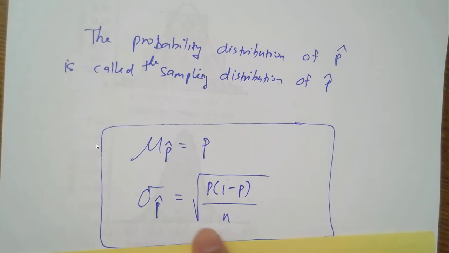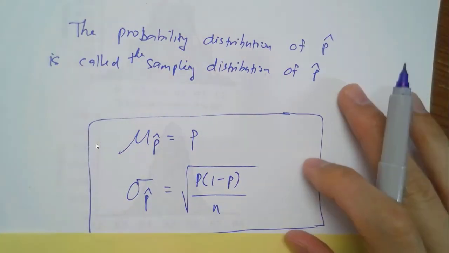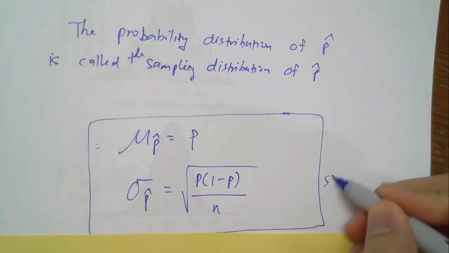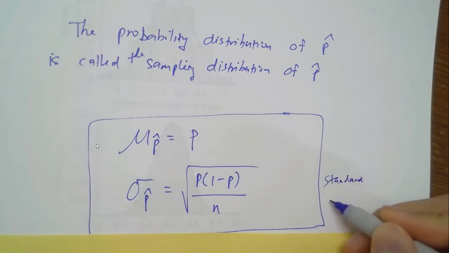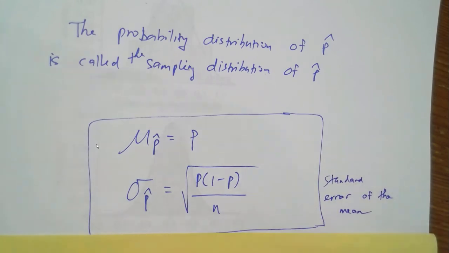And we get another, different formula here: the square root of p times 1 minus p, all over n. This standard deviation is sometimes also called the standard error of the mean. So they are the same thing, standard deviation or standard error of the mean.